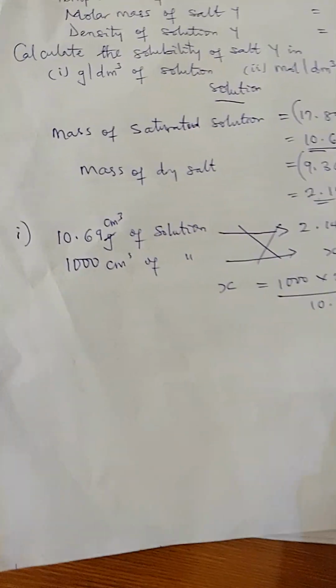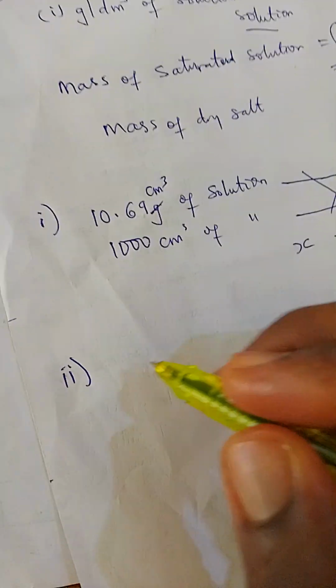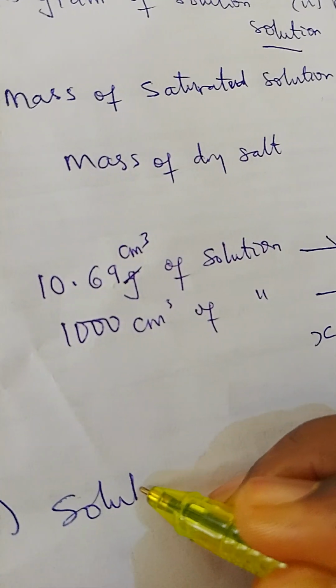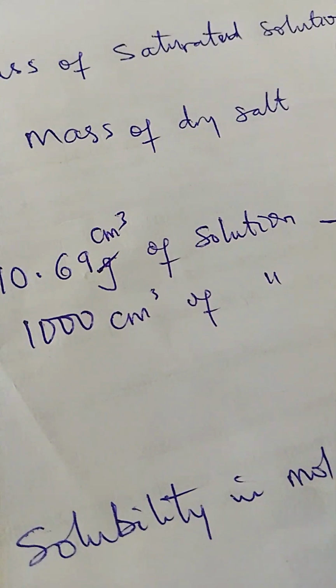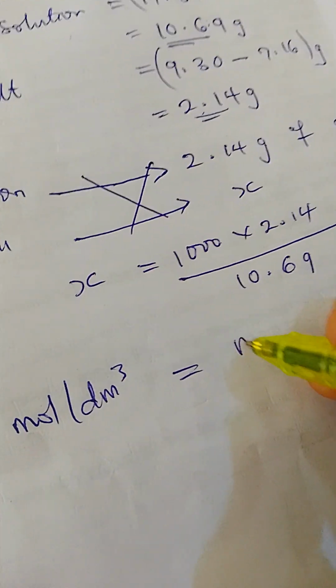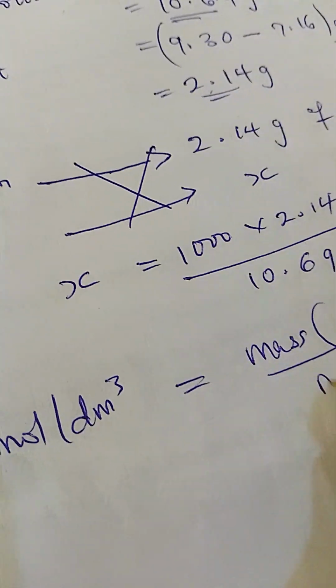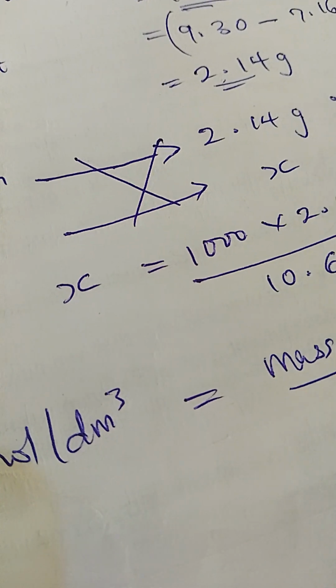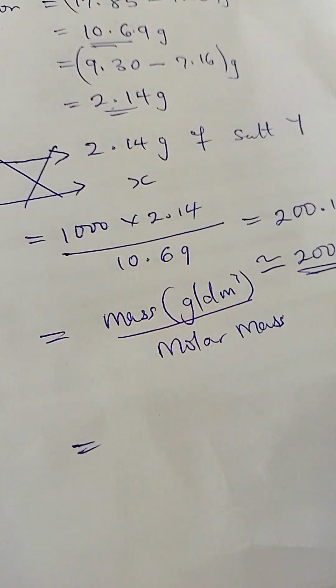Okay, let's see the second one. He said mole per dm cube. That's the solubility of this analysis in mole per dm cube. And what you must recall, there's a formula we often use: mass over molar mass. So just say solubility, that's in mole per dm cube. If you want to make your work more explanatory, in mole per dm cube, just say mass in gram per dm cube, all over molar mass. From the analysis given to you, you are given the molar mass of salt Y to be 100. And the mass in gram per dm cube was the one you just obtained now.